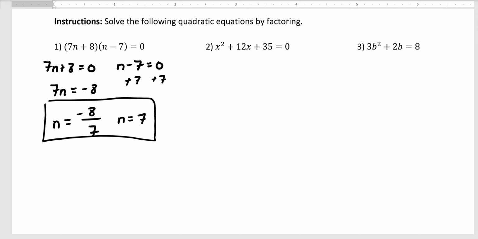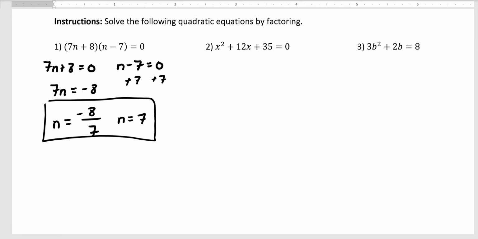So those are my two solutions. Now, not all quadratics will have two solutions. Some will have one solution, some will have no solutions, but there will always be no more than two answers.